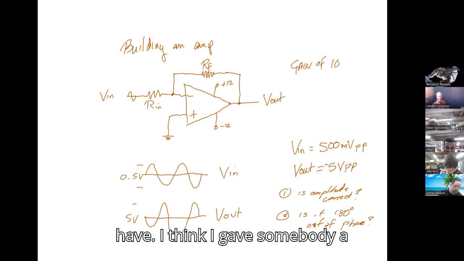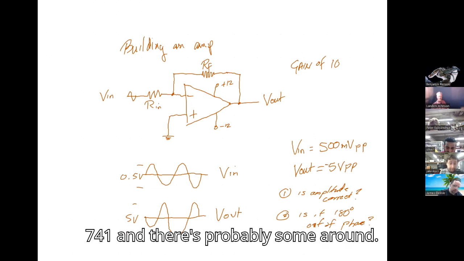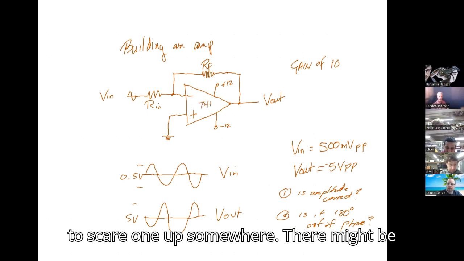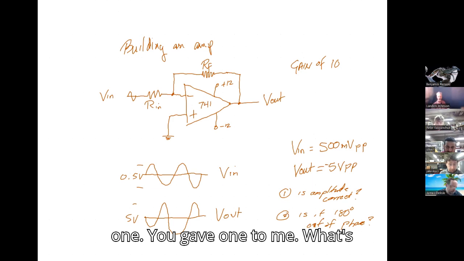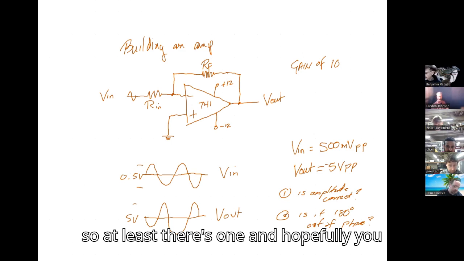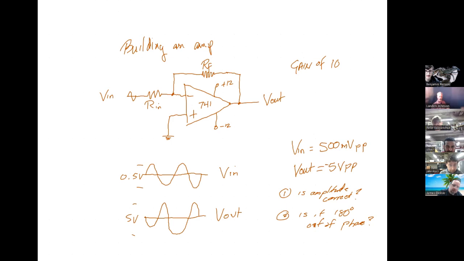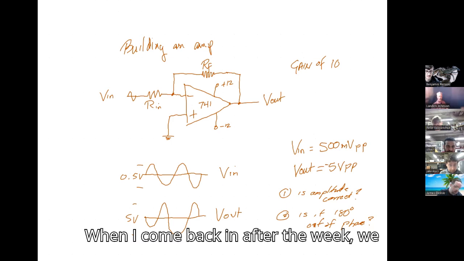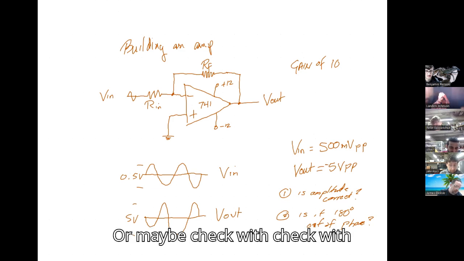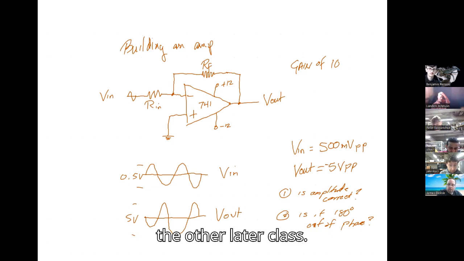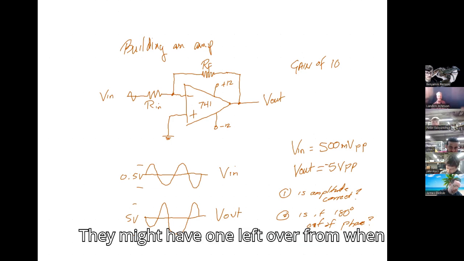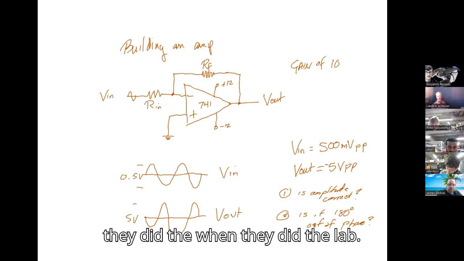If you have, I think I gave somebody a 741, and there's probably some around. I don't know, but you might have to scare one up somewhere. There might be one in the Arduino kit. You gave me one. All right, so at least there's one, and hopefully you can find another one somewhere. If not, when I come back in after the week, we can do that. But hopefully you guys can work together, or maybe find another one, or maybe check with the other six later class. They might have one left over from when they did the lab.